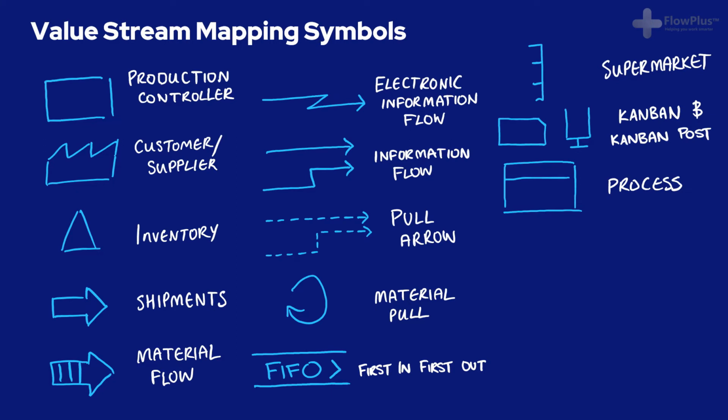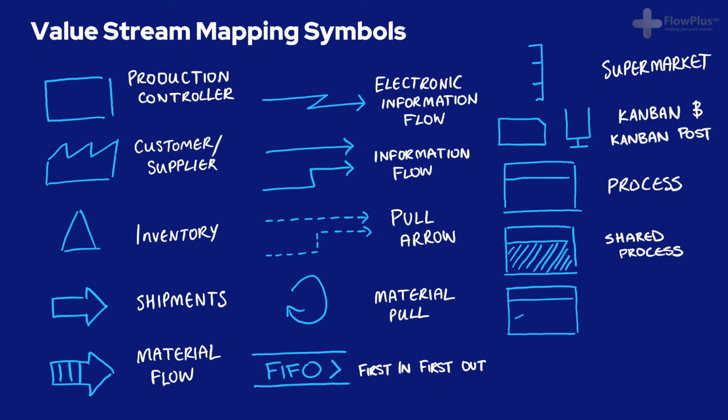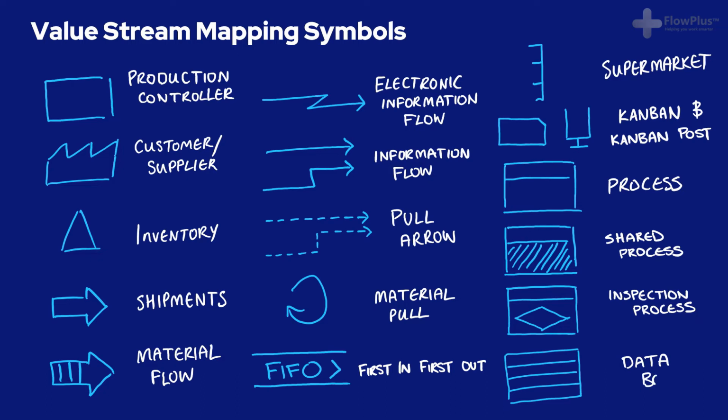Finally, we have the actual processes. They are represented with a rectangle with a header which names the process. They come in 2 forms. One is the simple box, which only contains the time taken for the process. The second form is a shared process, a process which multiple value streams use. And finally, we have any process that is inspection, and also data boxes that provide more information on each process. And that concludes all the symbols that you need to know.